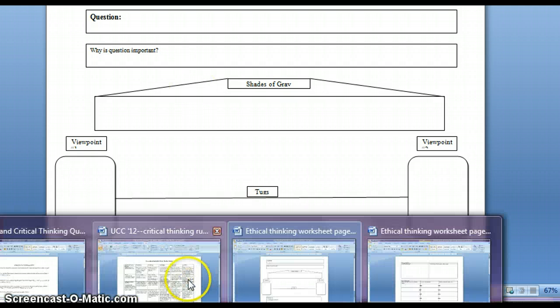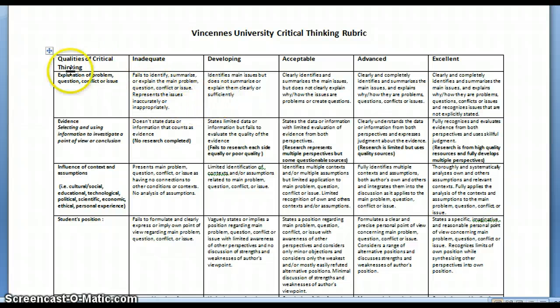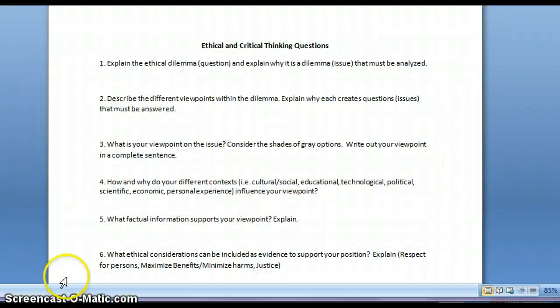If you look at the rubric, or how I'll be looking at the rubric, when it says explanation of the problem, one of the things that gets you up to this higher level is that you're able to explain why it is an issue. Why is it something that we need to talk about, that we need to deal with, and that we need to study? So for question number 1, that's what I'm looking for.